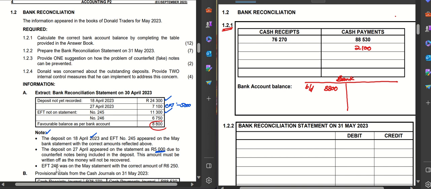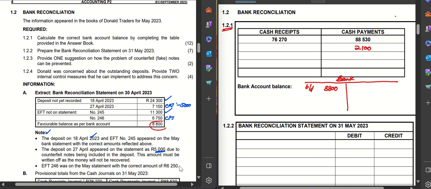It says EFT 246 was on the bank statement with the correct amount of 6,250. So that means this EFT was recorded, remember, in the CPJ. Remember that the deposit was in the CRJ, here, and the EFT is in the CPJ. So it was in the CPJ, EFT number 246, and it was recorded as 6,750.